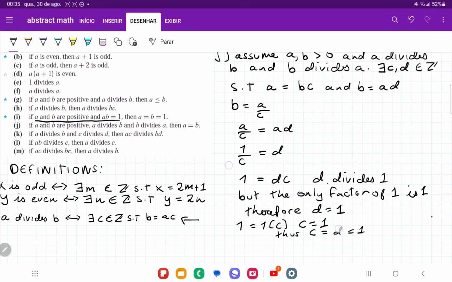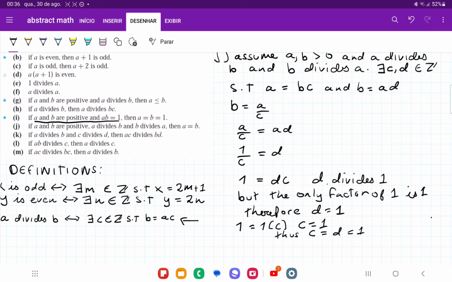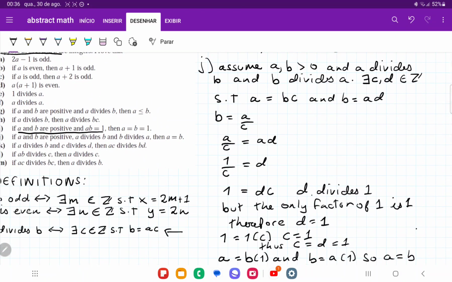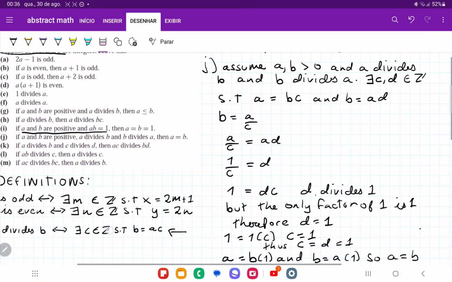So thus, C is equal to D is equal to 1, and we have proved here, actually we haven't, we still need to move ahead. So if C is equal to D is equal to 1, then we have that A is equal to B times 1, and B is equal to A times 1, so A is equal to B. Okay, now we have proved it, right? So that is it for item J.